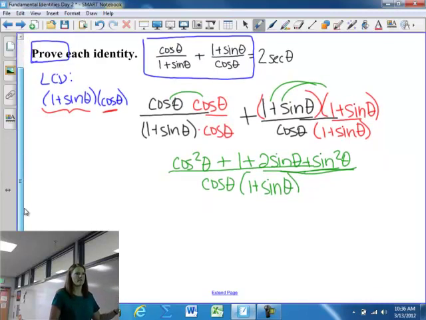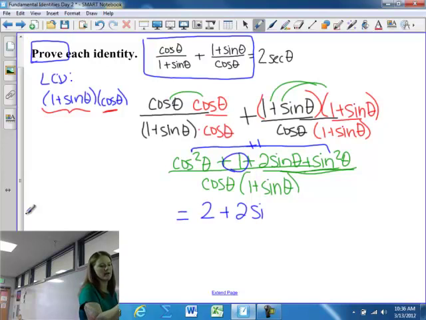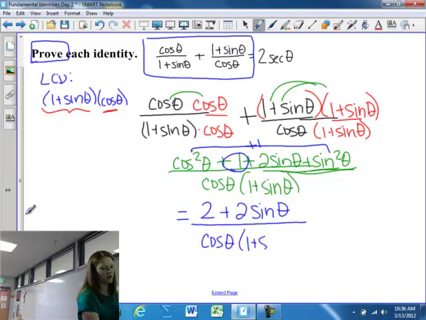There we go. Okay, I see a cosine squared plus a sine squared. That makes 1. That makes 1. And I already had a 1 right here. So 1 plus 1 is 2. So let's go 2 plus 2 sine theta. Oh, that's a little prettier, isn't it? Over cosine theta times 1 plus sine theta.